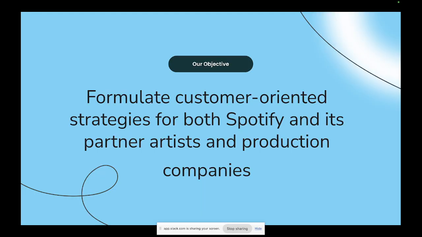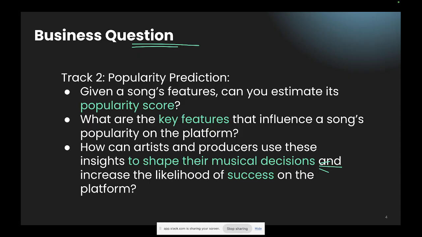So our main objective for this project is to formulate customer-oriented strategies for both Spotify, the platform, and its partner artists and production companies. To answer that objective, we are going to answer a very important business question. We chose track two, which is the popularity prediction, and we're going to answer these three questions.